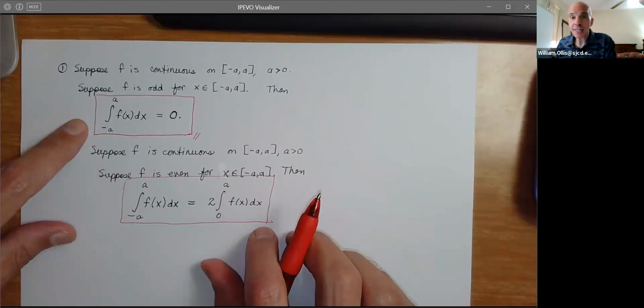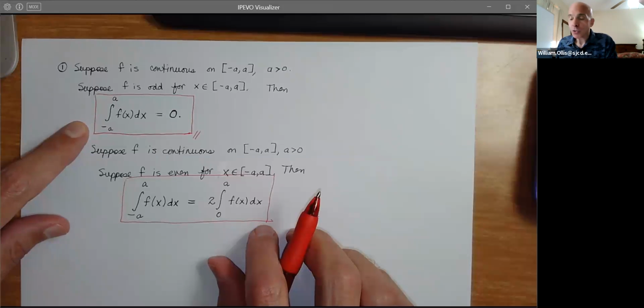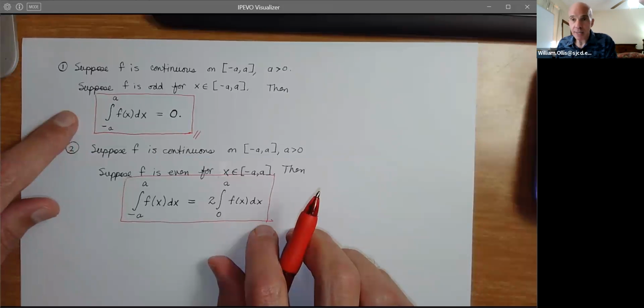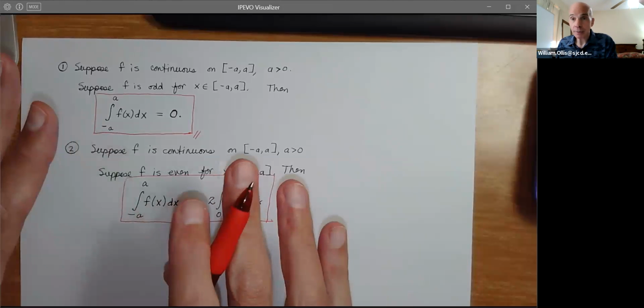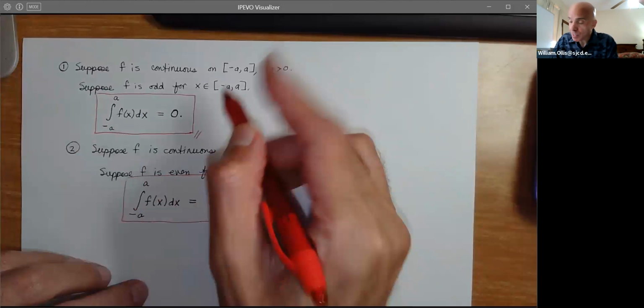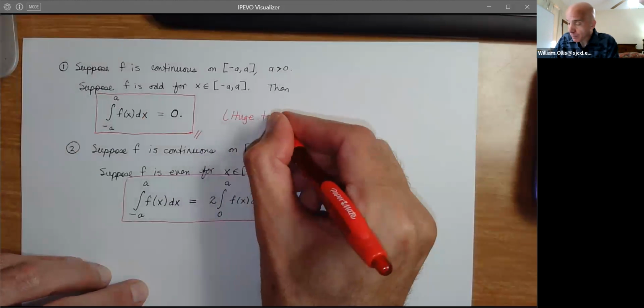But this one is extremely, extremely useful. You do not want to avoid this. It's easy to figure out when a function is odd. And if you have a symmetric interval, then you are done. So this is a huge time saver.